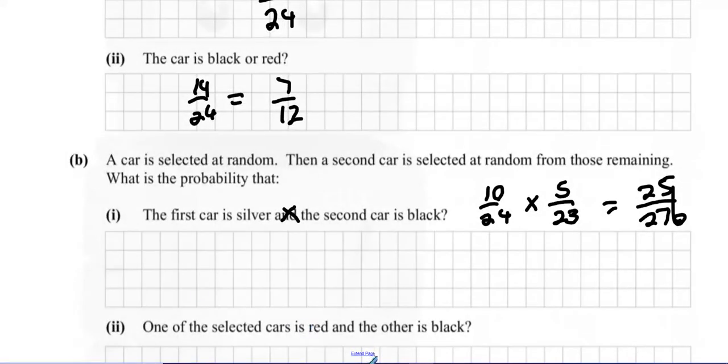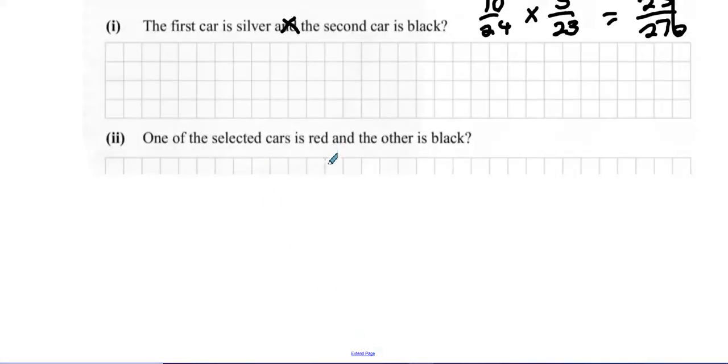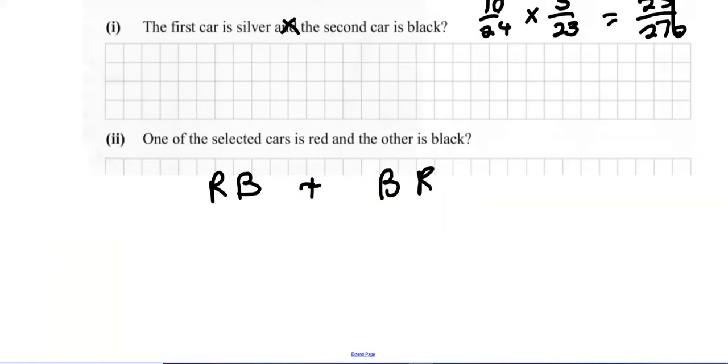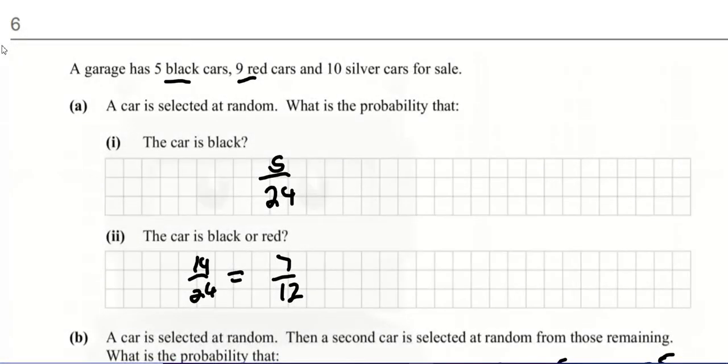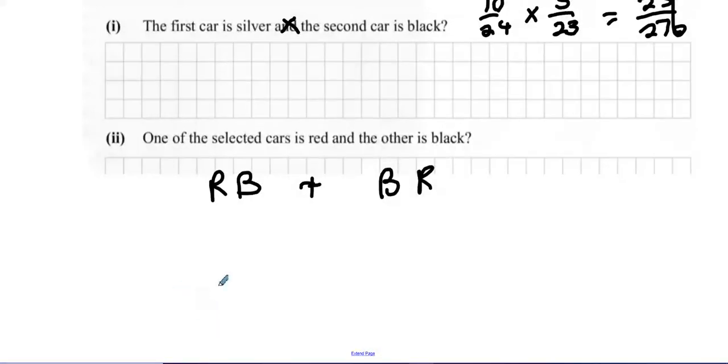One of the selected cars is red and the other is black. So that'll be red, black, where the first one's red and the second one's black, plus black, red, where the first one's black and the second one is red. So what's red and black again? 5 black, 9 red. So 9 out of 24 multiplied by 5 out of 23.